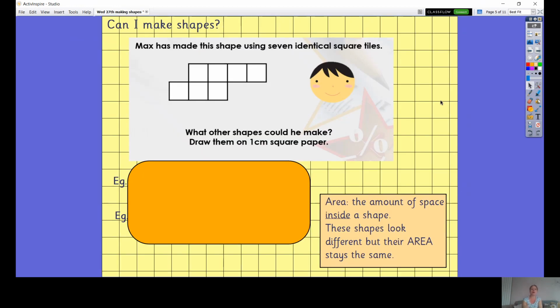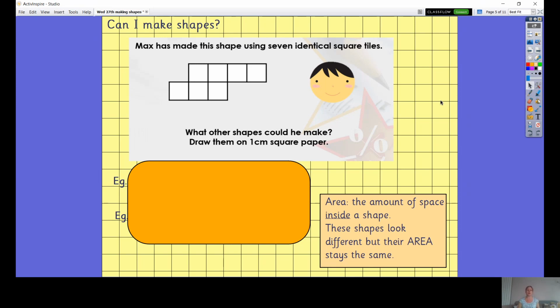So today Max has made this shape using 7 identical square tiles. Okay, so 4 bits of paper. What other shapes could he make? Draw them on 1 centimetre paper. So if you've got post-it notes or something at home, they're a really good thing to use for this. So you could get 7 of those and make this shape.